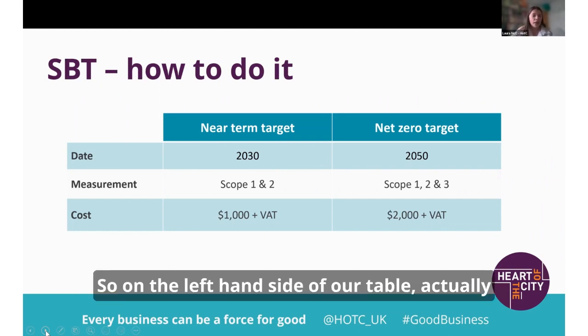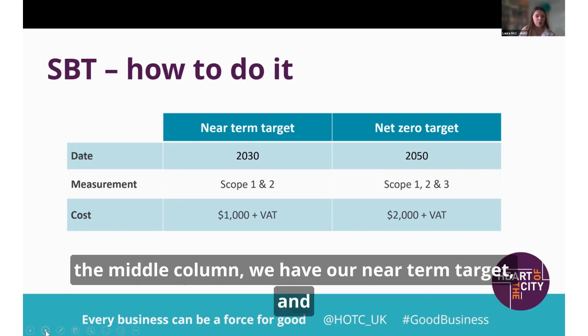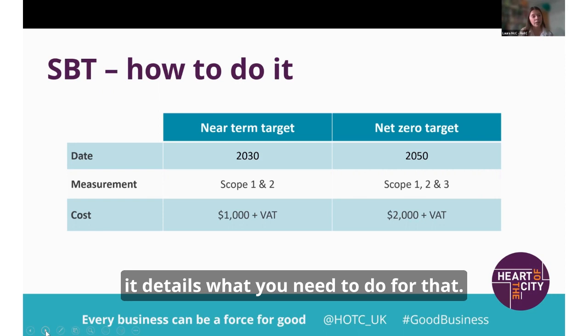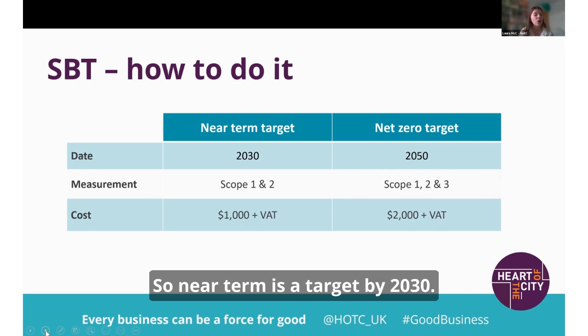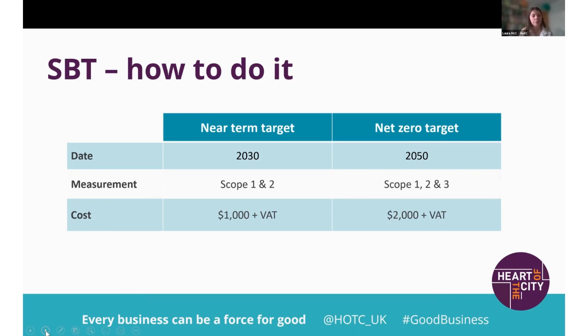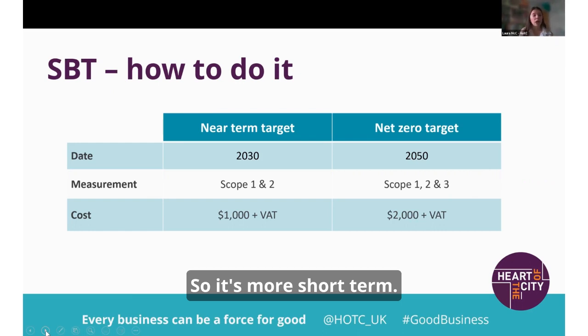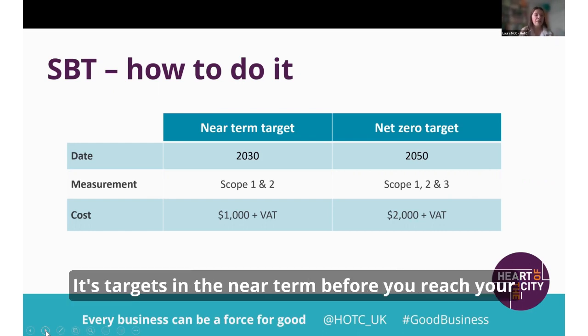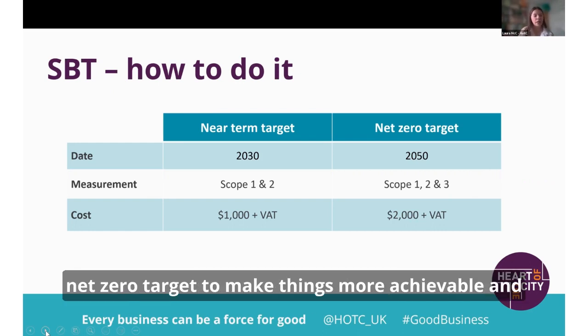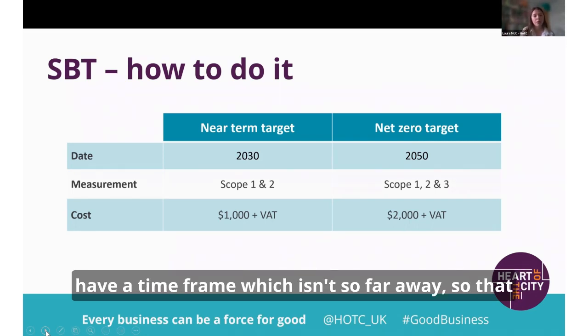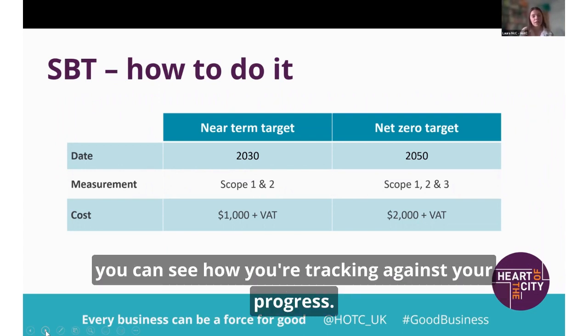So on the left-hand side of our table, or actually the middle column, we have our near-term target, and it details what you need to do for that. A near-term target is a target by 2030. So it's more short-term, targets in the near term before you reach your net zero target, to make things more achievable and have a time frame which isn't so far away, so that you can see how you're tracking against your progress.